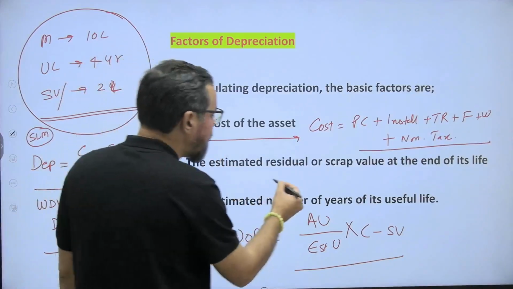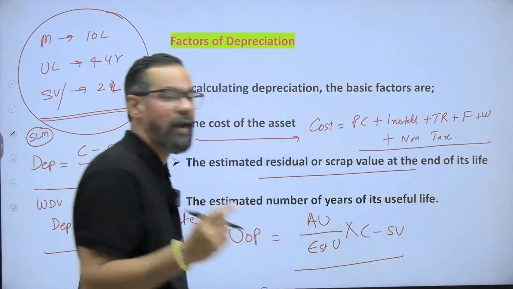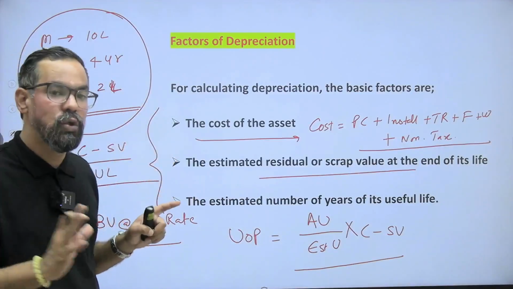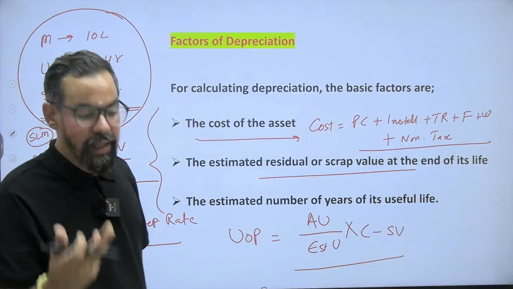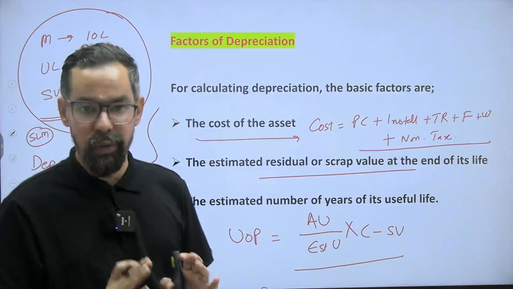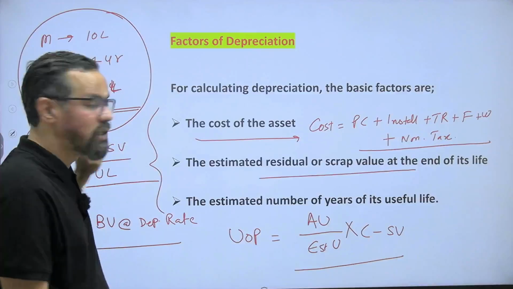The estimated residual or scrap value at the end of the life. So after the useful life, when you sell that asset, how much money are you going to get? That is, in our case, 2 lakh.